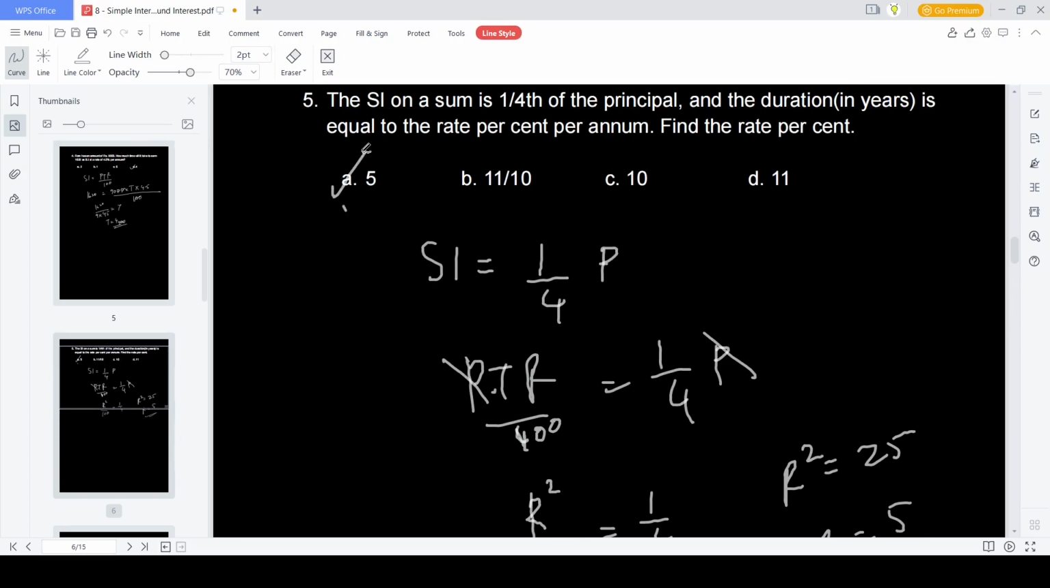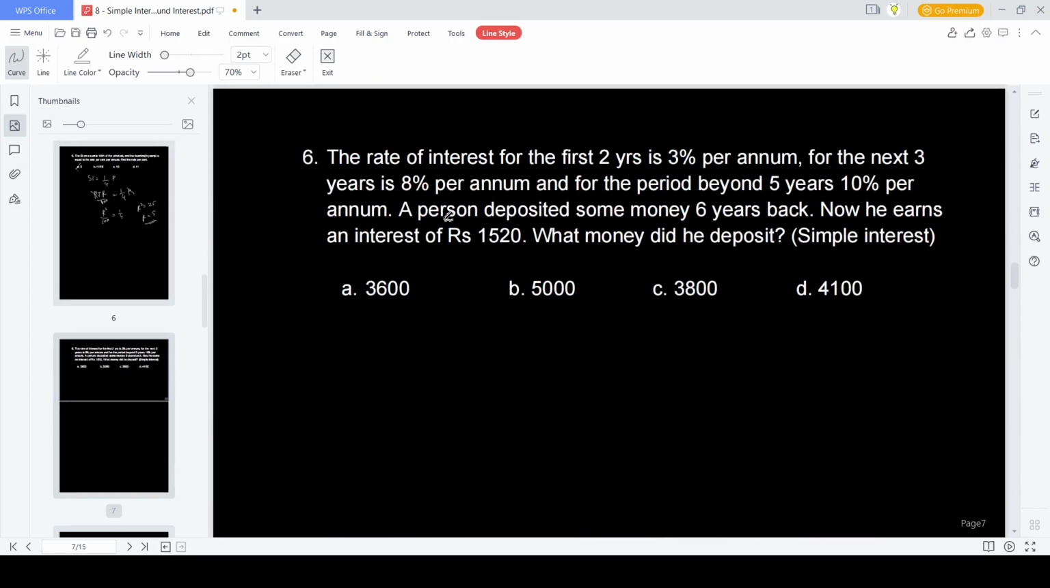Simple. Next question. The rate of interest for the first 2 years is 3% per annum, for the next 3 years is 8% per annum, and the period beyond 5 years is 10% per annum. A person deposited money 6 years back. Now he earns an interest of 1520. What money did he deposit? The interest is given to you as 1520.